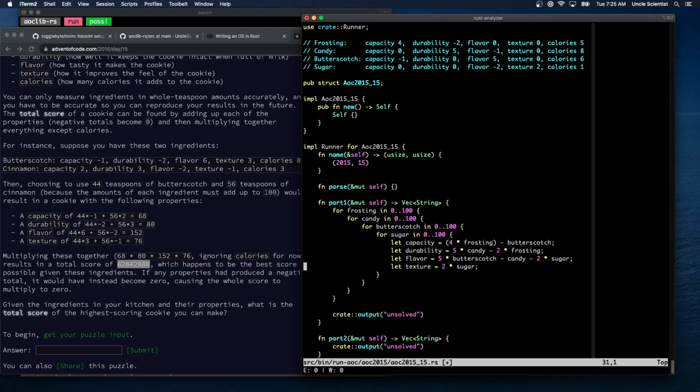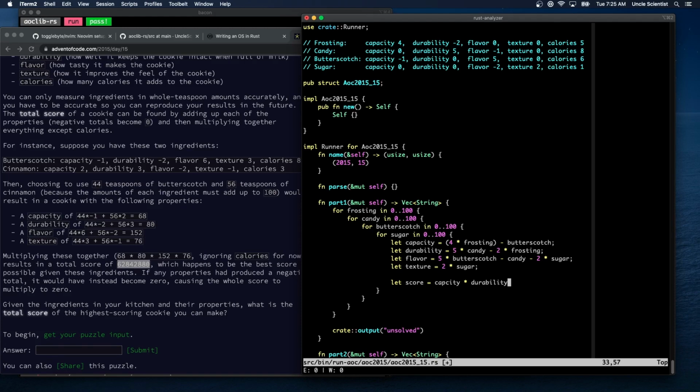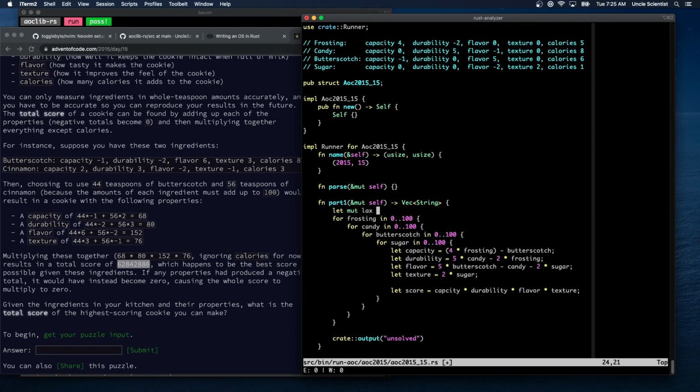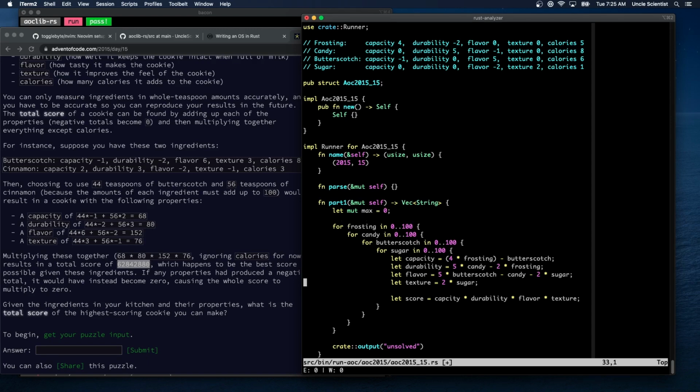And then all we're trying to do is maximize this, multiply them all together. So our total score is just capacity times durability times flavor times texture. And then we can just save the maximum value. Let max equal 0. And then we just say, oh, we don't even have to do this. We can just say max is equal to max dot max of this. That's confusing. Let's call it best instead of max.